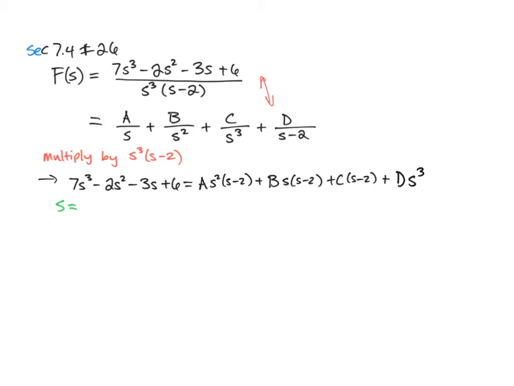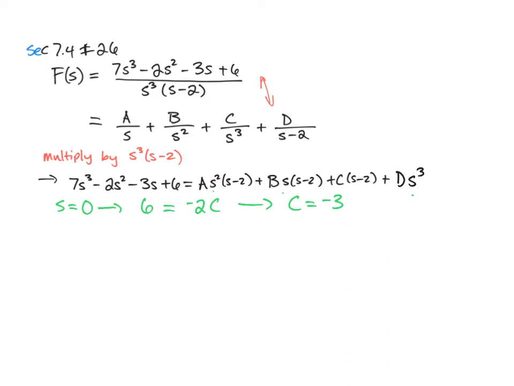So let's try plugging in s equals, and what should we plug in? Well, I'm going to plug things in that are going to kill off some of the terms over here. If I plug in s equals 0, on the left-hand side I'll just get 6, and on the right-hand side I will get negative 2c. And so that gives me that c equals negative 3. Well, that's nice. So that's one of my letters that I need to solve for.